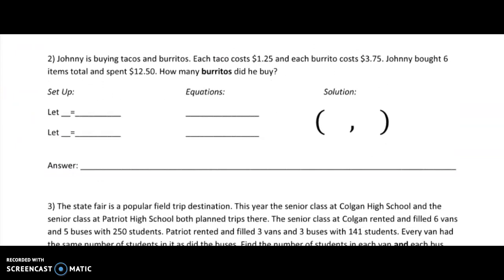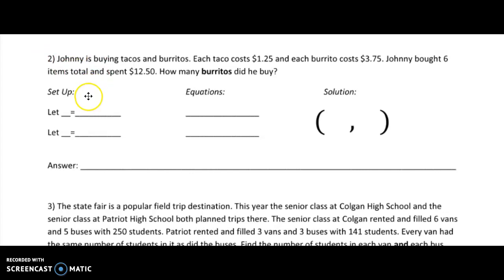This time we're talking about buying tacos and burritos. So Johnny's buying tacos and burritos. Each taco costs $1.25 and each burrito costs $3.75. Johnny bought 6 items total and spent $12.50. How many burritos did he buy? So first off, we're trying to figure out how many burritos he bought. So therefore we know that's one of our variables. The other thing we don't know is how many tacos he bought.